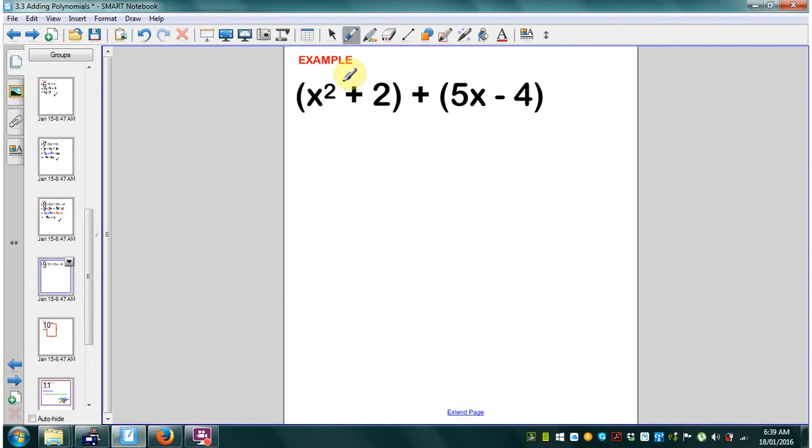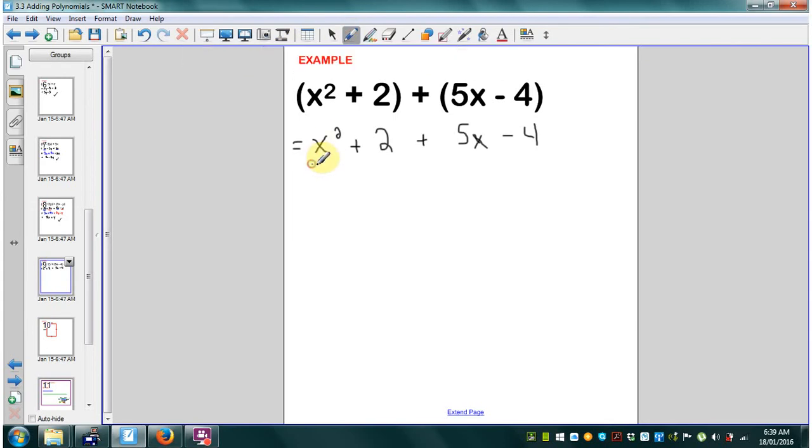Okay, so this one here, first step. We had x squared plus 2 plus 5x minus 4. Drop our brackets: x squared plus 2 plus 5x minus 4. There we go. Alright, so we group together our like terms.